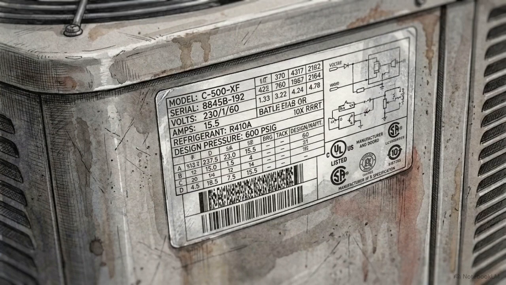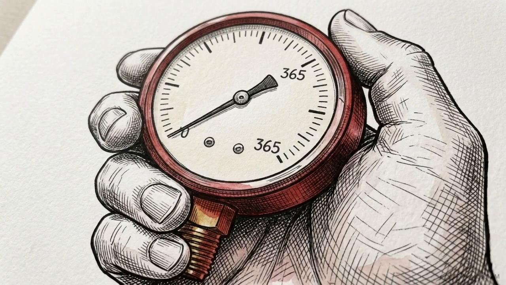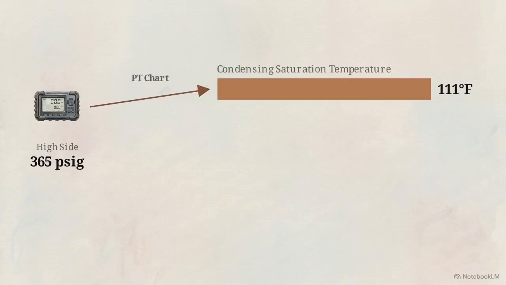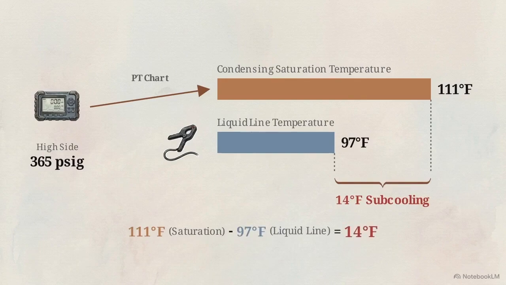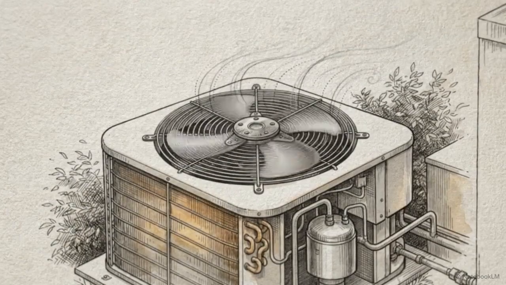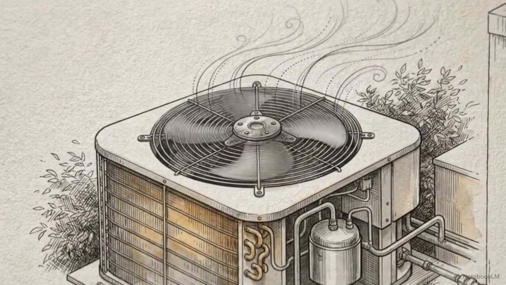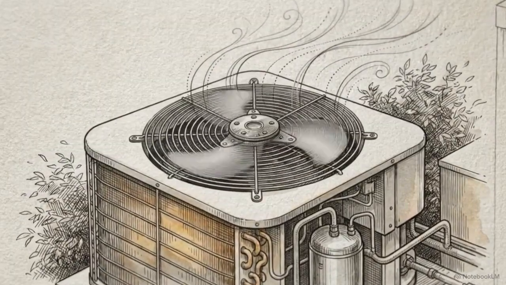Let's apply this formula to a real-world R410A system. Step 1. Check your high-side gauge. For this unit, we pull a head pressure reading of 365 psig. Step 2. The PT chart converts 365 psig into a 111-degree saturation temperature. Step 3. The liquid line clamp reads 97 degrees. Subtracting the liquid line temperature from the saturation temperature, 111 minus 97, leaves exactly 14 degrees of subcooling. On a standard system, typical subcooling ranges from 8 to 15 degrees. Our result of 14 degrees means the condenser is operating within healthy parameters.